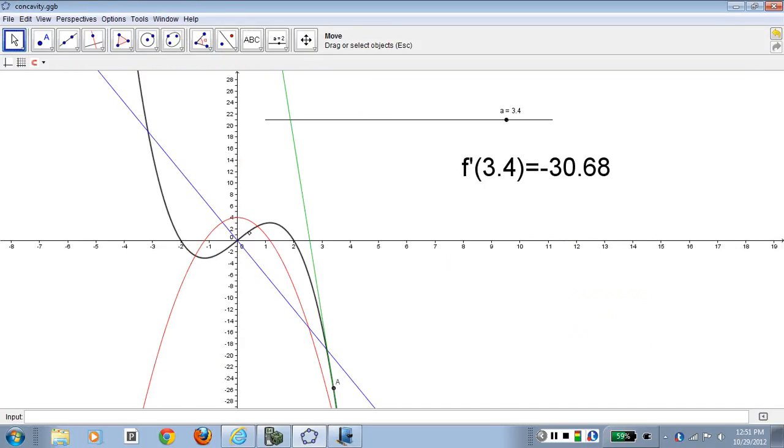Black graph, to the right of 0 here, concave down. If we look at the first derivative, it's decreasing. If we look at the second derivative, it's negative, below the x-axis. And over here to the left, concave up. If we look at the first derivative, it's increasing. And the blue graph is the second derivative. It's above the x-axis, so it's positive. So those are the connections to make with that.